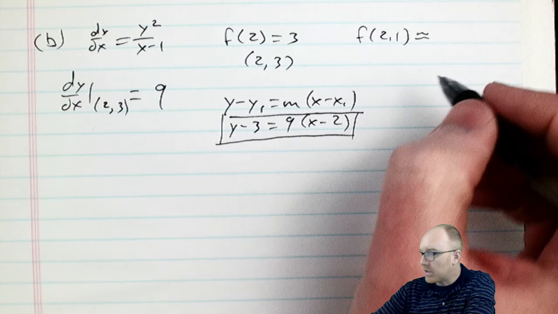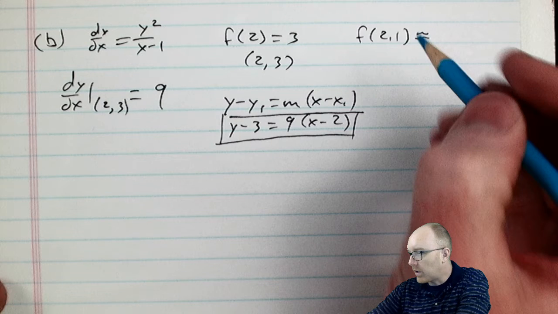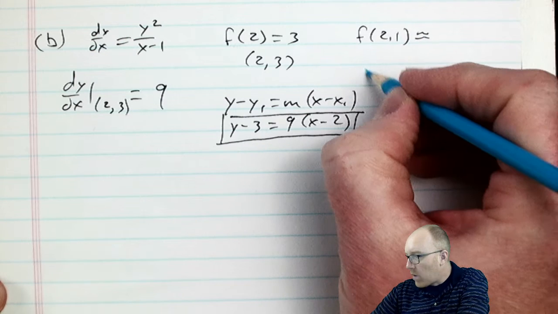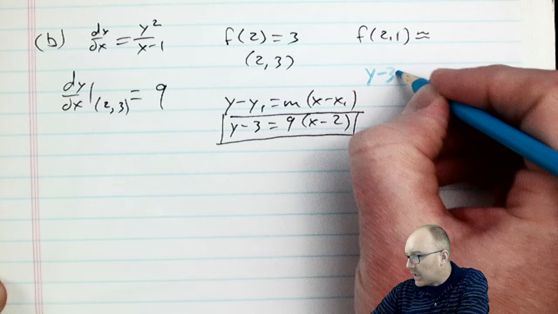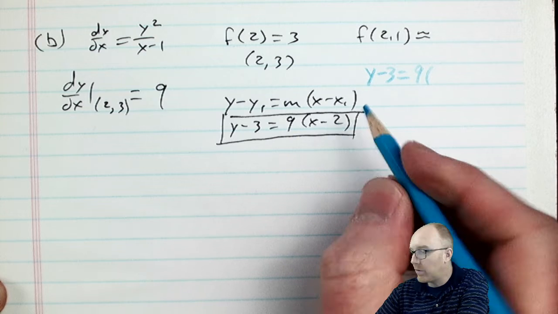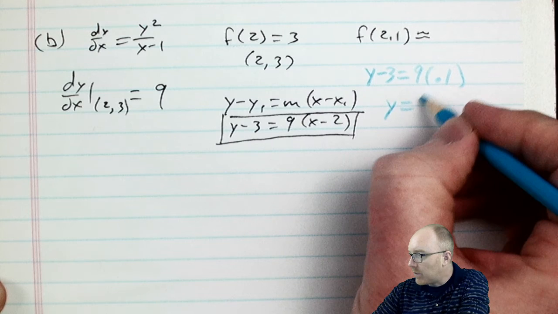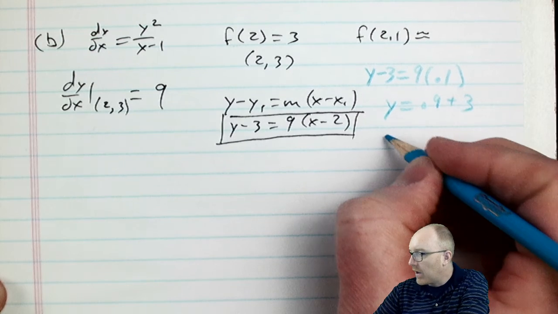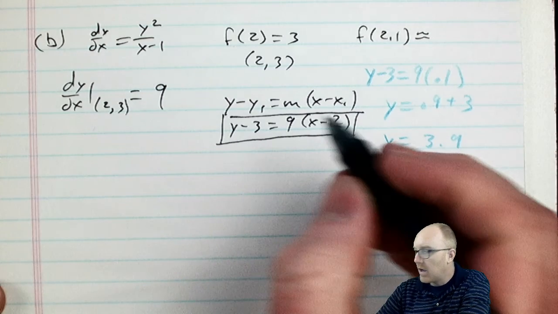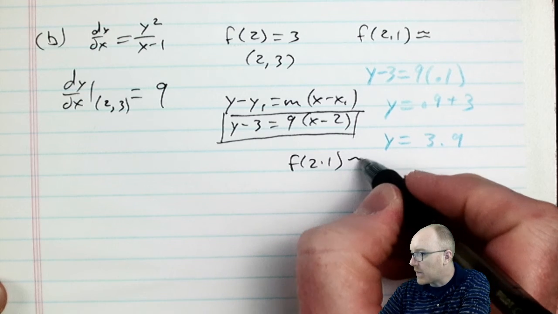So here's how you do this next part. Should I switch it to color? Sometimes I wonder how well you can see this blue. All right, we're going to plug in a 2.1 for x. So we get y minus 3 equals 9 times, and if I put 2.1 in here, 2.1 minus 2 is 0.1. So we get y equals 0.9 plus 3. Y equals 3.9. So we would say f of 2.1 is approximately 3.9.